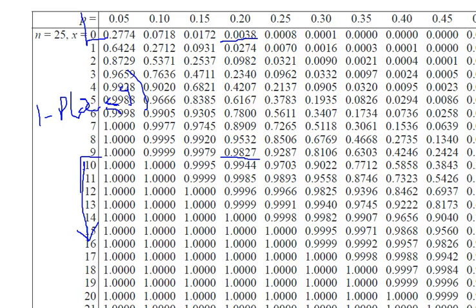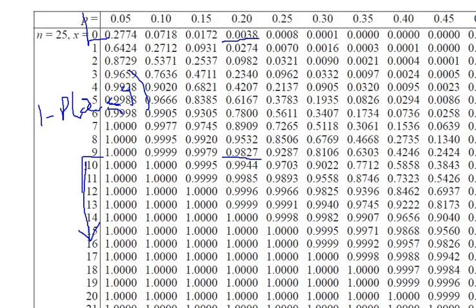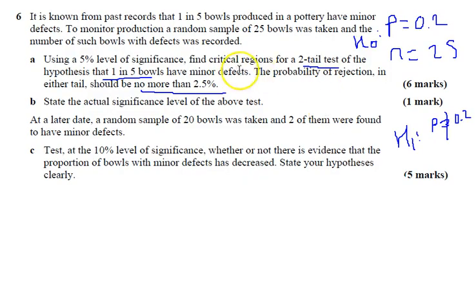Let's go back to the question. It said find the critical regions. So just like before, we're just going to write two inequalities. X has to, well, you could say equal for the lower boundary, or you could say is less than or equal to 0, and then x is greater than or equal to 10.